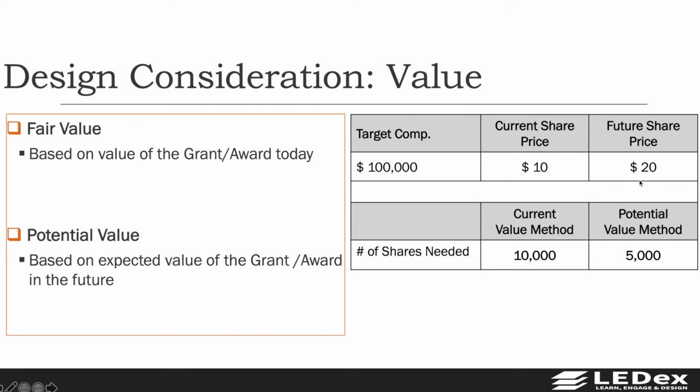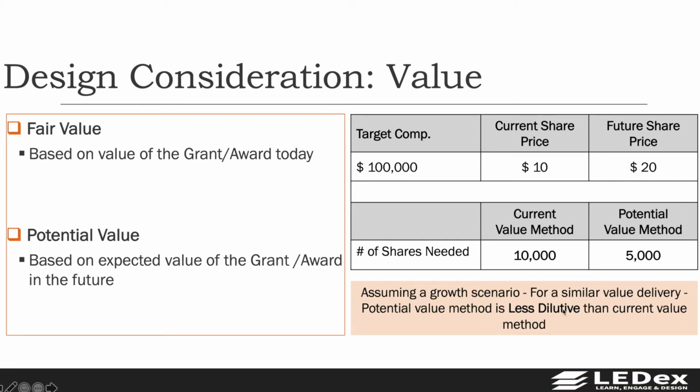So the number of shares required to deliver $100,000 at the current share price of $10, using a current or fair value approach, is 100,000 divided by 10, which is 10,000 shares. But if you were to look at the future potential and say, I want to deliver $100,000 at a future potential of $20 per share, then you need 100,000 divided by 20, which is 5,000 shares. So there is a difference in the number of shares required to achieve that target compensation level, depending on whether you look at current value or the potential future value.